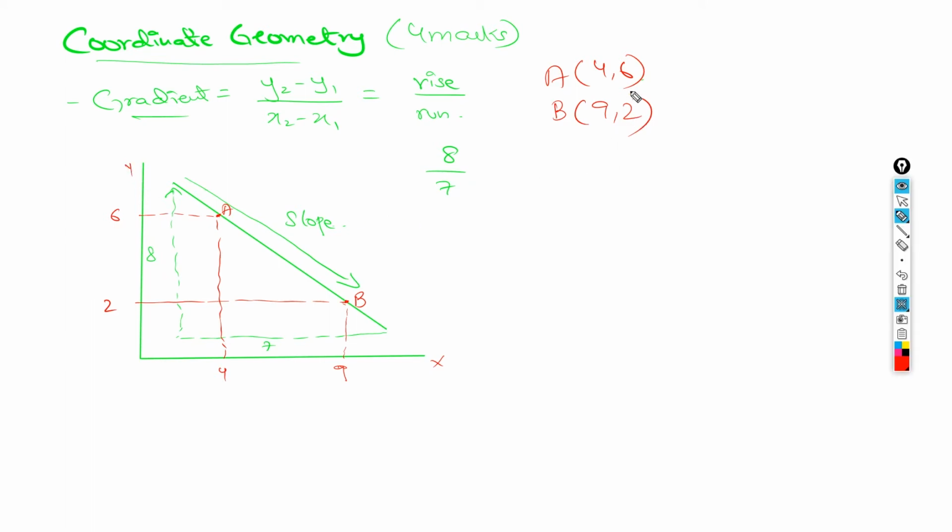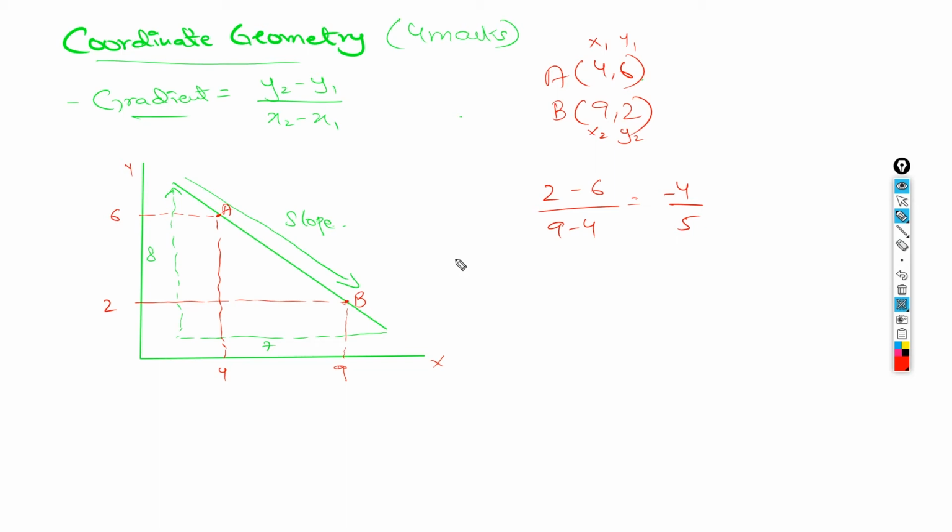So when you do this, you put this in your formula. These are x values, these are y values. So this one, 6 will be y1 and 2 will be y2. 2 minus 6 is your y2 minus y1 over x2 minus x1, which is 9 minus 4. So this is x2, this is y2, this is x1, this is y1. This is how you figure this out. So you get negative 4 over 5. So negative 4 over 5 will be your gradient.